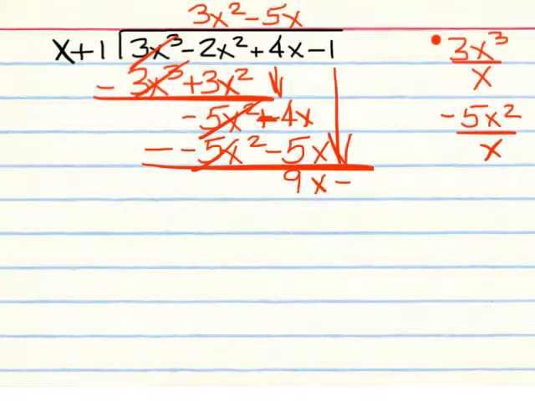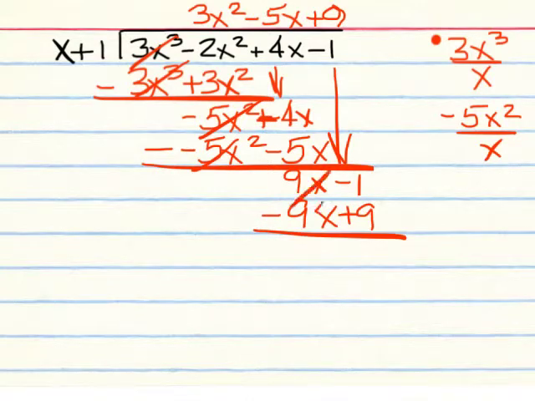Drop the minus 1. And what do I put up top? Plus 9. 9 times x and 9 times 1. These cancel, and negative 1 minus 9 should be negative 10.